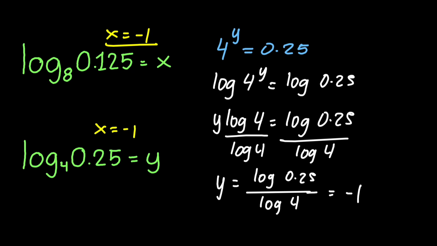This is correct because 4 raised to the power of negative 1 is also equal to 1 over 4, and 1 over 4 is equal to 0.25.